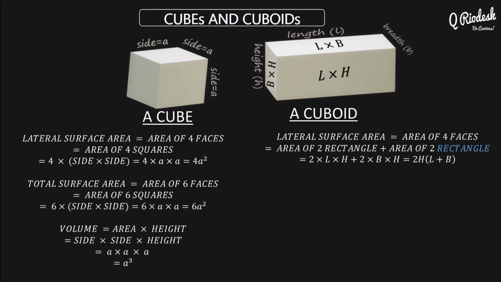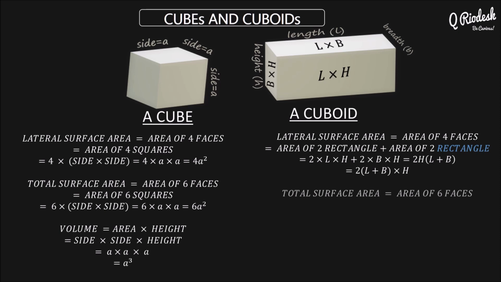Now we can take 2h common. 2 and h are common, we took them out and we are left with l plus b inside the braces. When we arrange it, it is 2 times l plus b multiplied by h, which is the usual formula that we study in school.